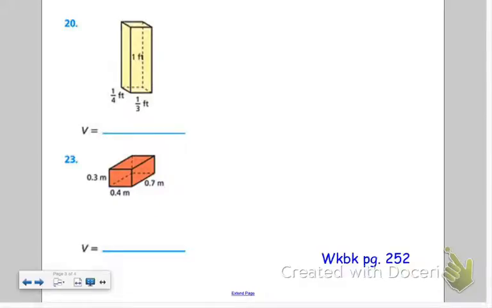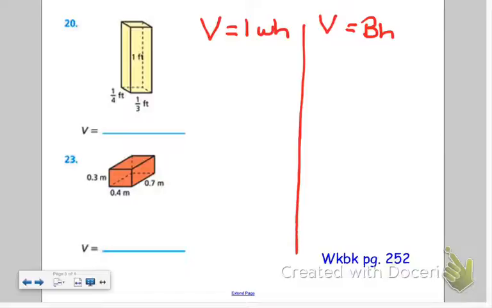So now I want you to look at page 252. We're going to do a couple more problems together. We're going to focus on 20 and 23. Basically, you're going to apply the same formulas that you did before. You can either do volume equals length times width times height, or you can do volume equals the area of the base times the height, which is pretty much the same thing.